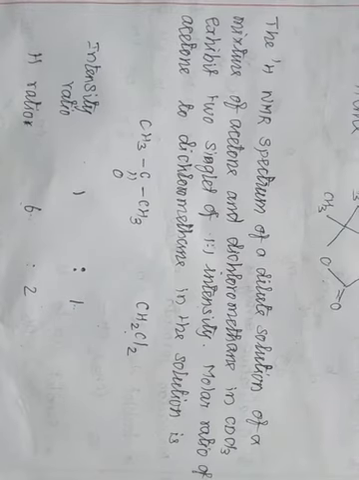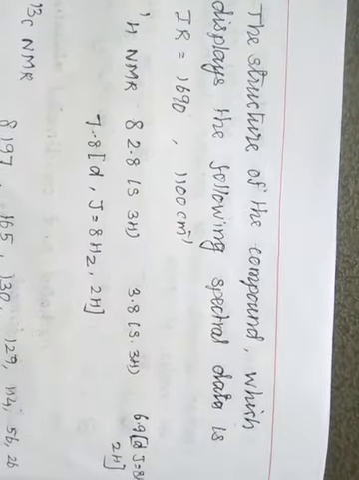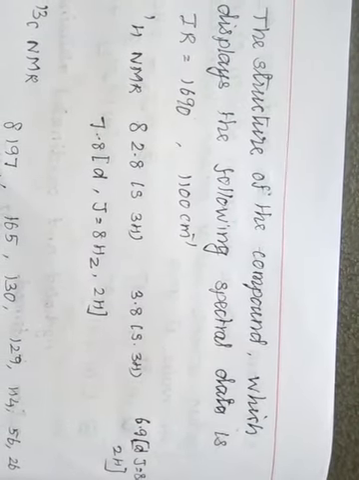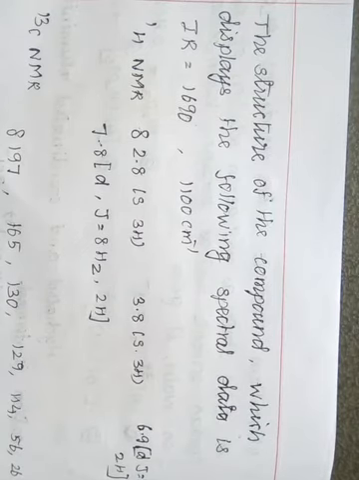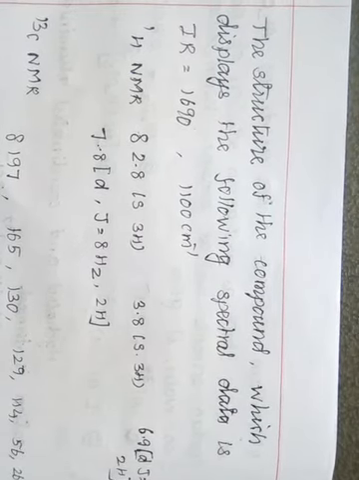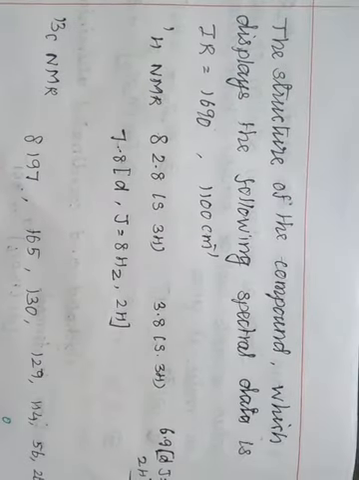Now we'll go to the next question. This is one interesting question. Find the structure of the compound which displays the following spectral data. The IR spectrum is given, both the IR and NMR spectra, and the carbon-13 spectrum is also given here.